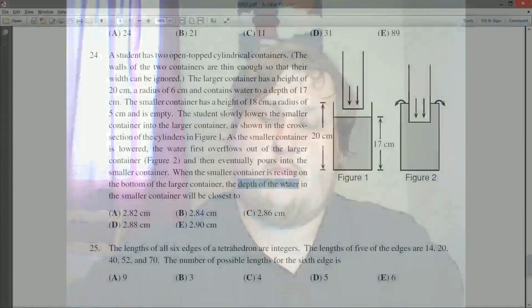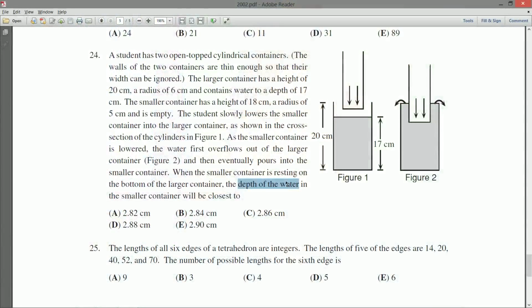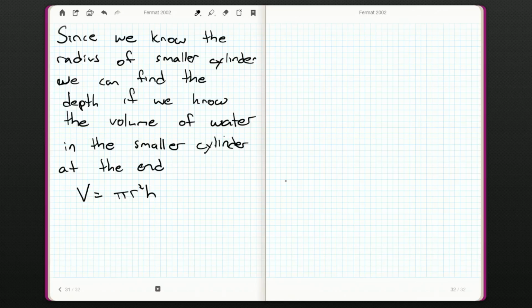Okay? So let's continue this sort of train of thought and say, all right, our new problem is, can we figure out how much volume is in the small cylinder at the end? Okay? That's our new goal. So, how much water is going to be in there? Well, we're slowly being lowered in, and as they say, eventually some water flows out.